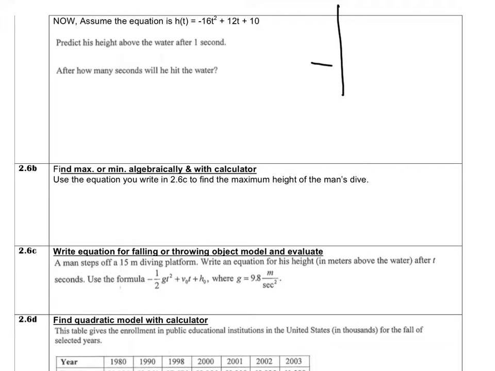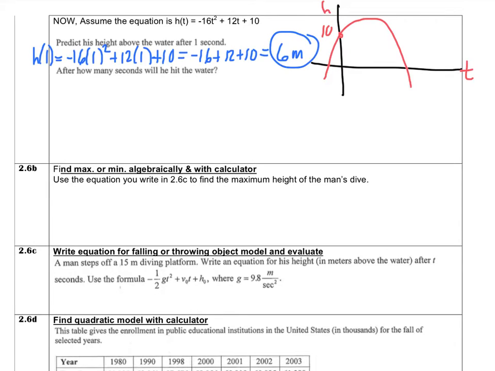Again, this is the guy doing his dive, so if we want a visual representation of it, there's the 10, there's the time, there's the height. Now they want us to predict the height above the water after 1 second. It works exactly the same way. I'm just going to put 1 in for t and solve. So when I do that this time, I'm going to get that he's 6 meters up high, so he's probably about right in there.